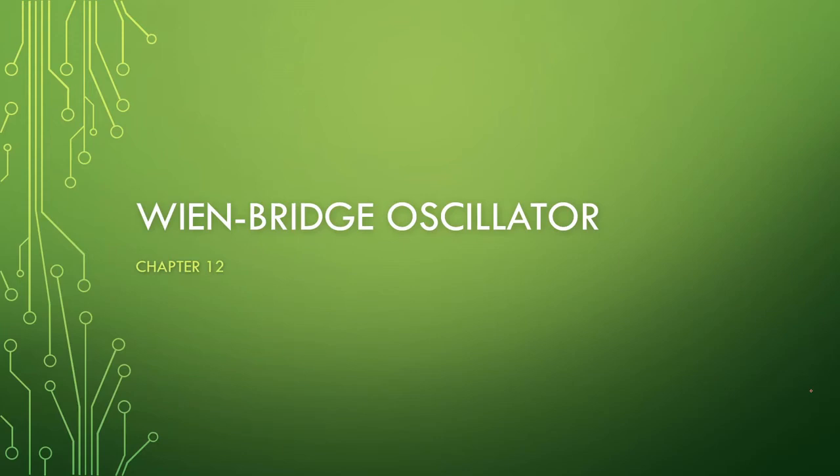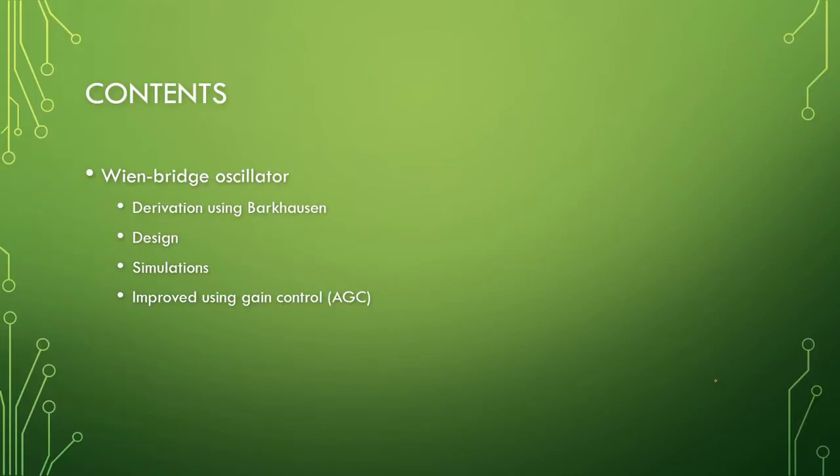Welcome to a video on the Wien-bridge oscillator. In this video we will be looking at the derivation of a Wien-bridge oscillator's design equations using Barkhausen's criteria. Then I will allow you to do a design on your own, and then we will look at some simulations, and then at how to improve a circuit using automatic gain control. But the design of an automatic gain control circuit is a different video on its own.